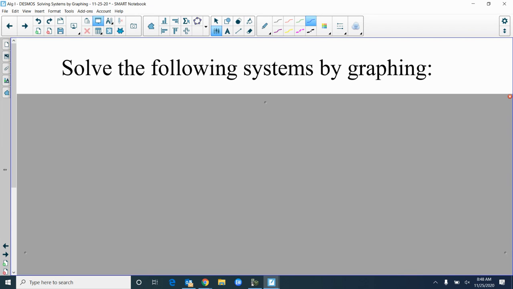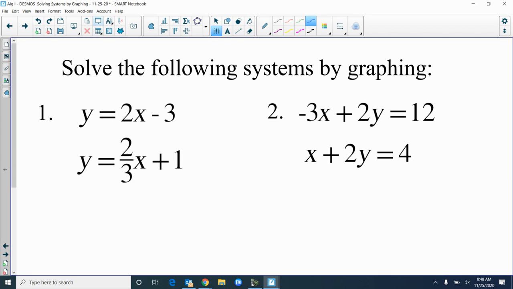All right. Here they are. Here's your two systems. Do this on your own. You can use your notes. You can use your book. I don't care. You get them both right, I'll take off a 0 of one of your homeworks. If you get them both right, you have no zeros.